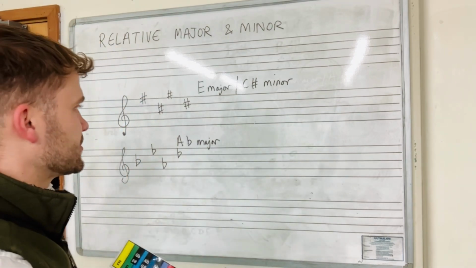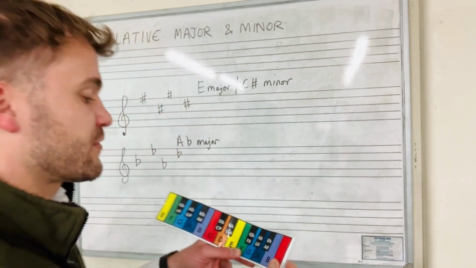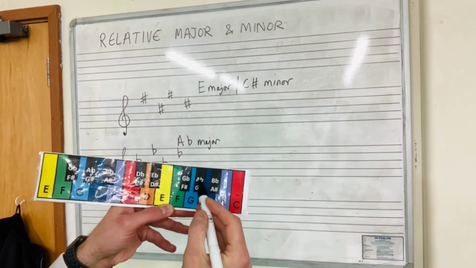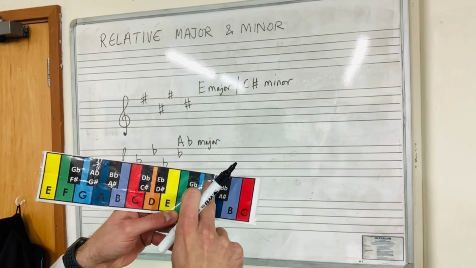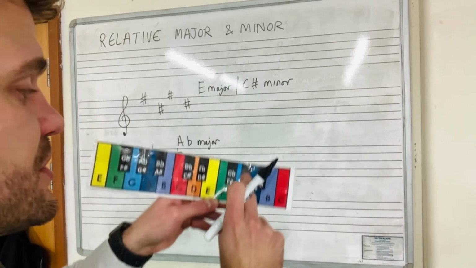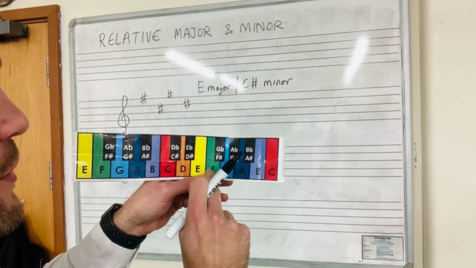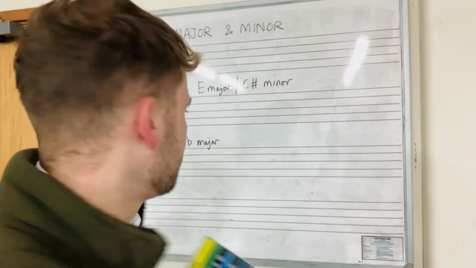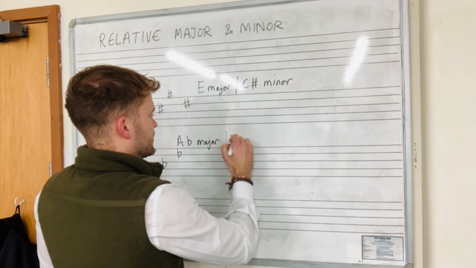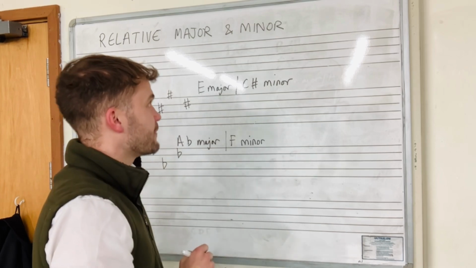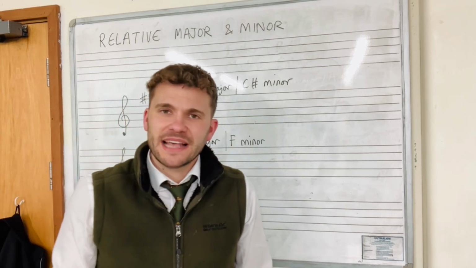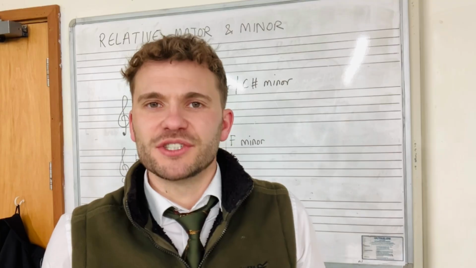Let's now work out, because it sounds minor, let's work out the relative minor. So A flat, we're going to press A flat and we're going to go back down 3 semitones. 1, 2, 3. We've landed on an F. So it's either A flat major or F minor. And that is how you work out relative majors and minors.